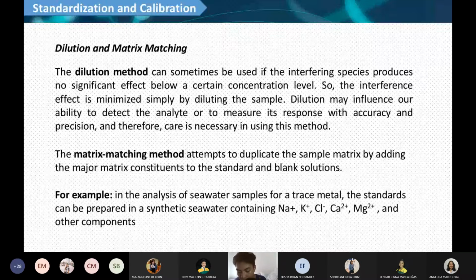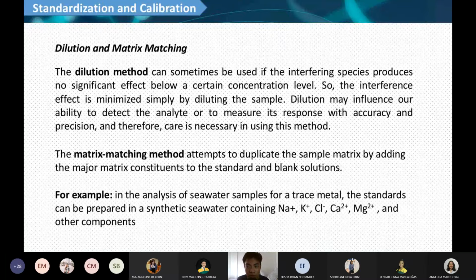Next one will be dilution and matrix matching. So, ano yung difference naman nito? When we say dilution method, what happens here is that, ano ginagawa kapag dilution? You add water, di ba? So that the concentration will be decreased, no? So, ano formula nun? M1V1 equals M2V2. Hopefully, tapos na kayo dun, no? So, yun yung dilution method.